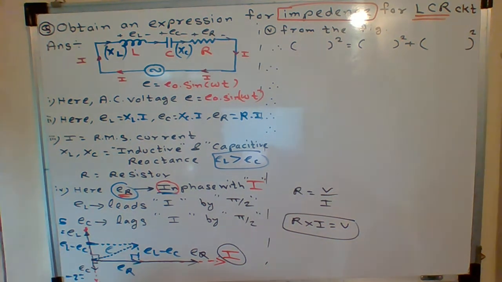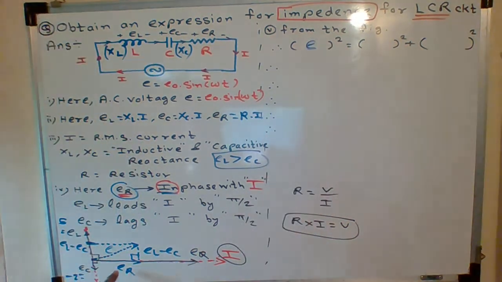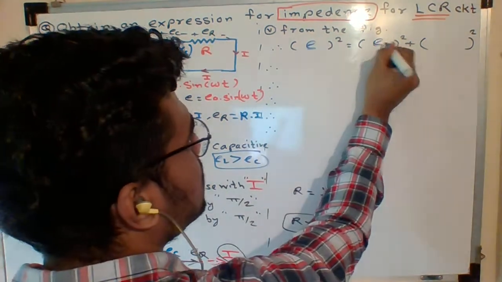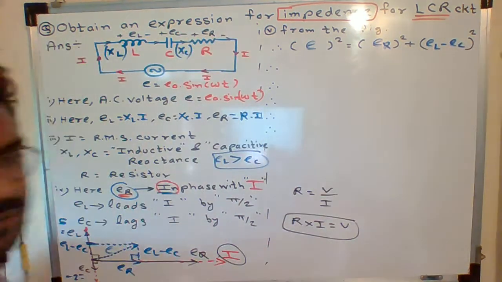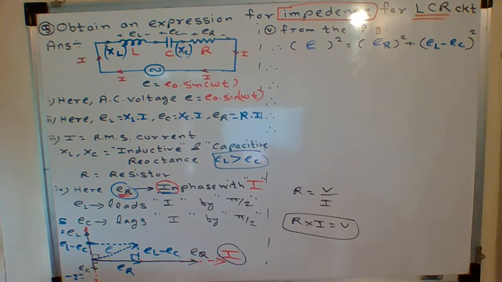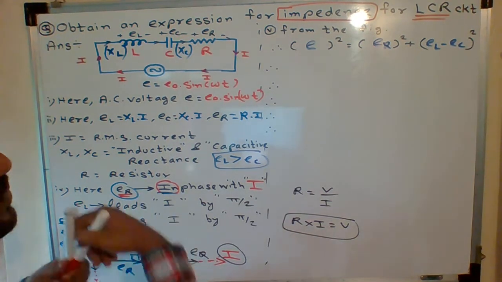So if I apply Pythagoras theorem, who will tell me the Pythagoras theorem? E square equals what, students? ER square plus EL minus EC the whole square. Okay, this is the Pythagoras theorem. According to the phasor diagram, you can apply the mathematical expression. Okay, now all of you concentrate. Everyone, please concentrate. Now the thing is very important.